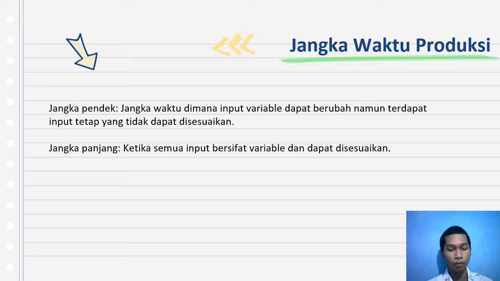Production periods. There are two types of periods in production, namely: 1. Short run, the period of time during which a variable input can change, but there are fixed inputs that cannot be adjusted. Number 2. Long run, where all inputs are variable and adjustable.